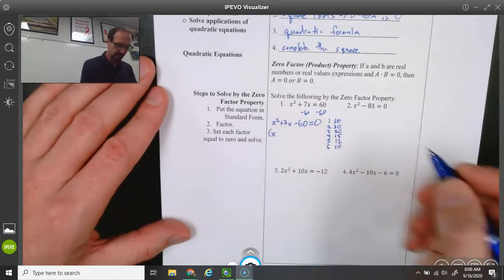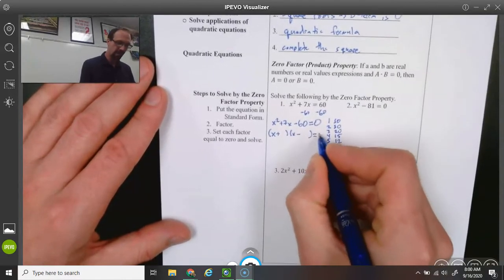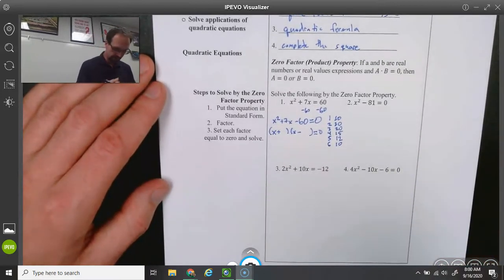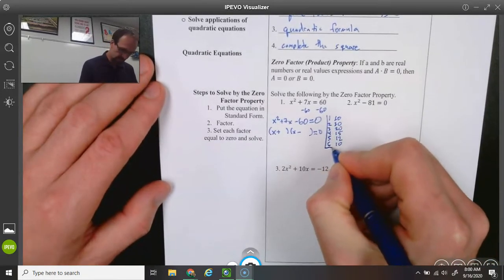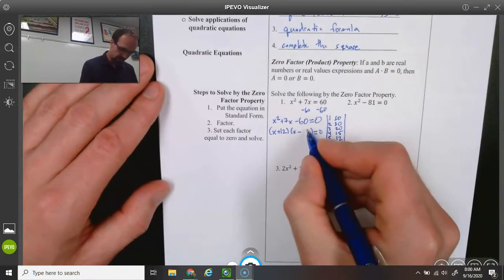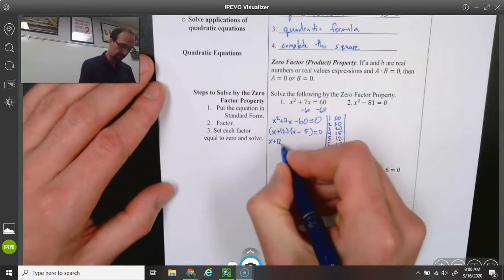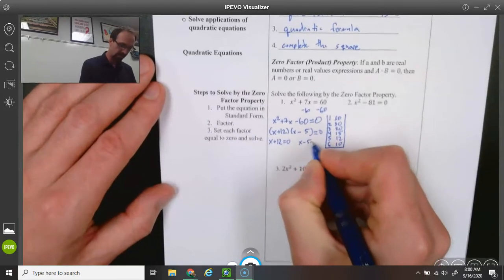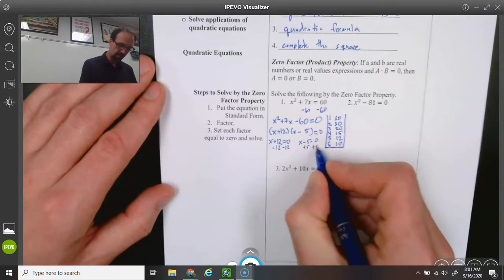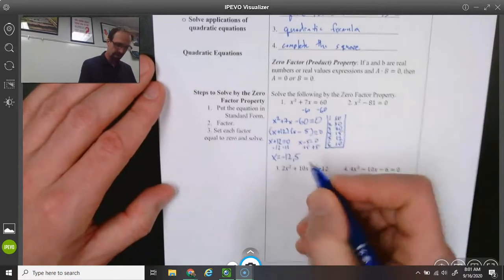So I'm going to do x plus blank and x minus blank. I know one's plus and one's minus because of our signs. I want the larger of these two to be positive, so x plus 12 and then x minus 5. Set both of these equal to 0 and then solve. So I have x plus 12 equal to 0 and x minus 5 equal to 0. Subtract 12 on both sides. Add 5 on both sides. So my solutions for this are going to be negative 12 and 5.